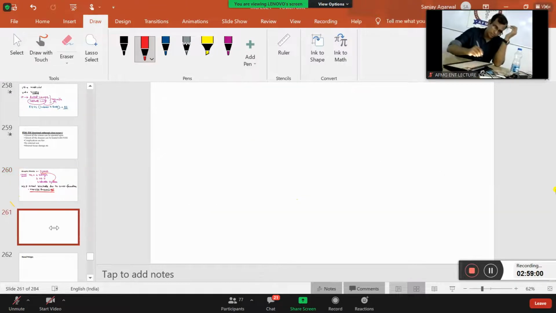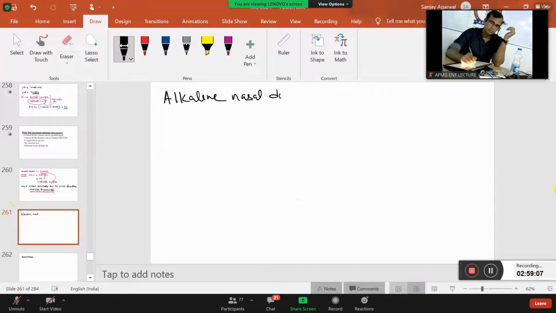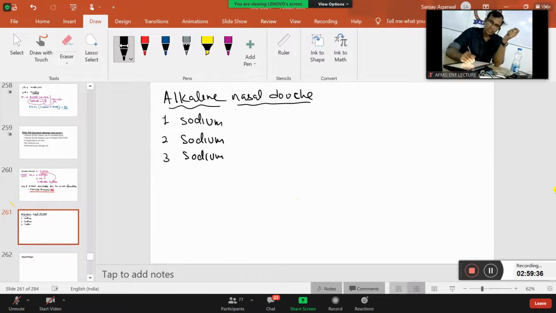Now, one very popular treatment is called alkaline nasal douche. Douche means cleaning. It's a Russian word. Those who are from Russia will know douche is shower. So it's the same thing. You shower the nose with alkaline solutions. It's called alkaline nasal douche. And it has 3 salts of sodium. And they are BBC.